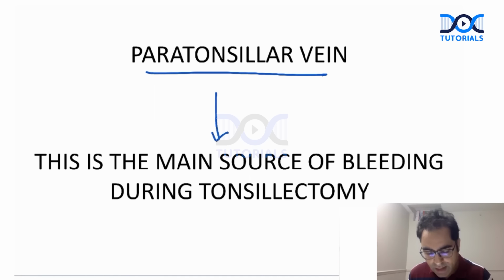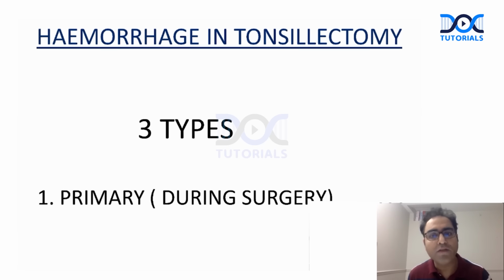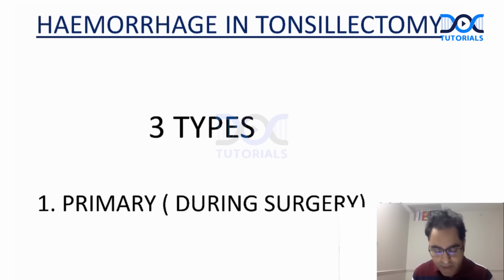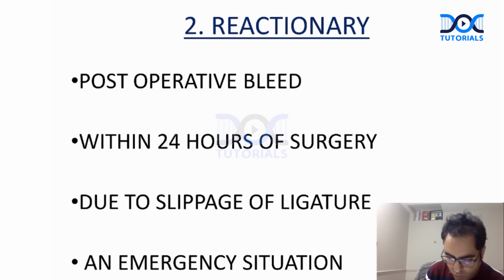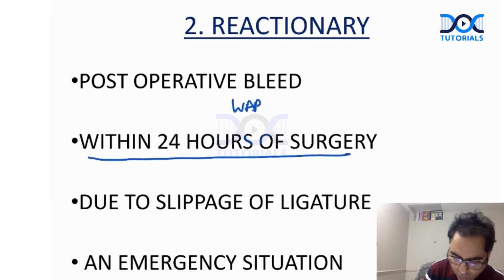Now, what are the different types of hemorrhages in tonsillectomy? The hemorrhage in tonsillectomy is of 3 types: primary, reactionary, secondary. Primary is during surgery. Whatever bleeding happens during surgery on the table in the operation theater is primary hemorrhage. Now, the patient comes out of the operation theater to the postoperative ward. Then if the patient starts bleeding, that is called reactionary hemorrhage. Reactionary hemorrhage is within 24 hours of surgery, and the patient is generally in the post-operative ward.